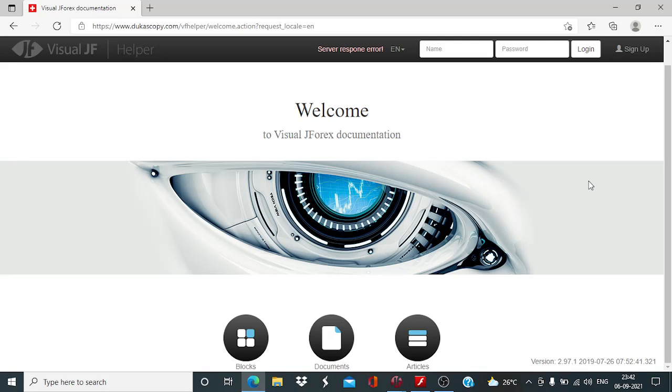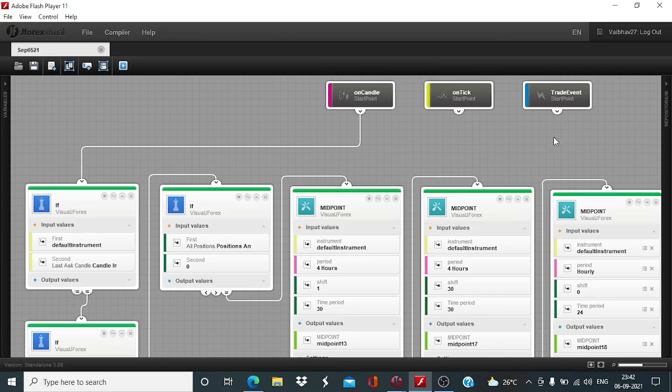I'm Vaibhav. In today's session of Visual JForex, we will be continuing our algorithm development using the indicator midpoint. As the name suggests, this indicator gives you the valuation derived using the closing high and the closing low for any underlying instrument. So let us head to the Visual JForex board, which has been developed by the Dukascopy Bank SA.